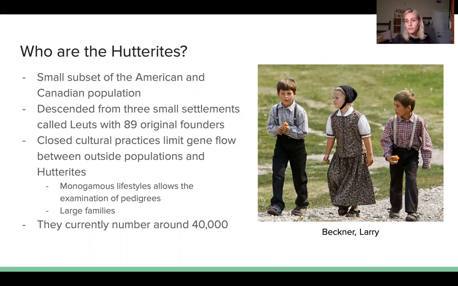Because of closed cultural practices, such as only marrying other Hutterites, they've really been able to limit gene flow between outside populations. And this means that they are really prone to displaying the founder effect, which I will discuss later.